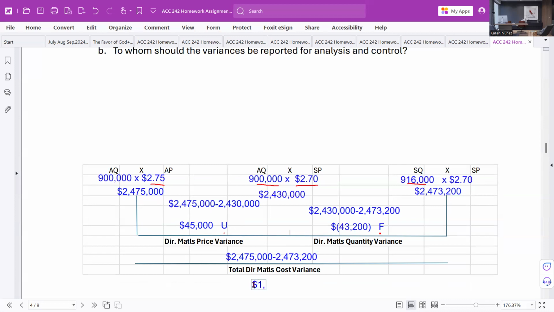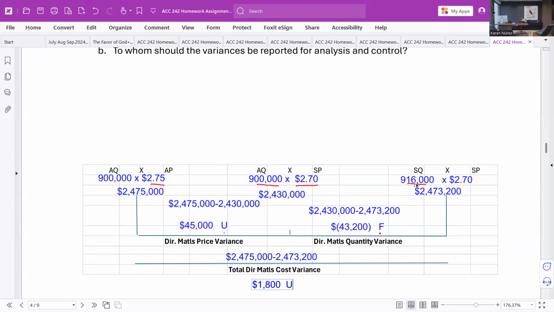And that $1,800 variance is unfavorable, right? Because we spent too much. We spent 1,800 more than we should have. We spent 2,475,000 actual costs versus the standard cost of only 2,473,200. Hence an unfavorable materials cost variance.